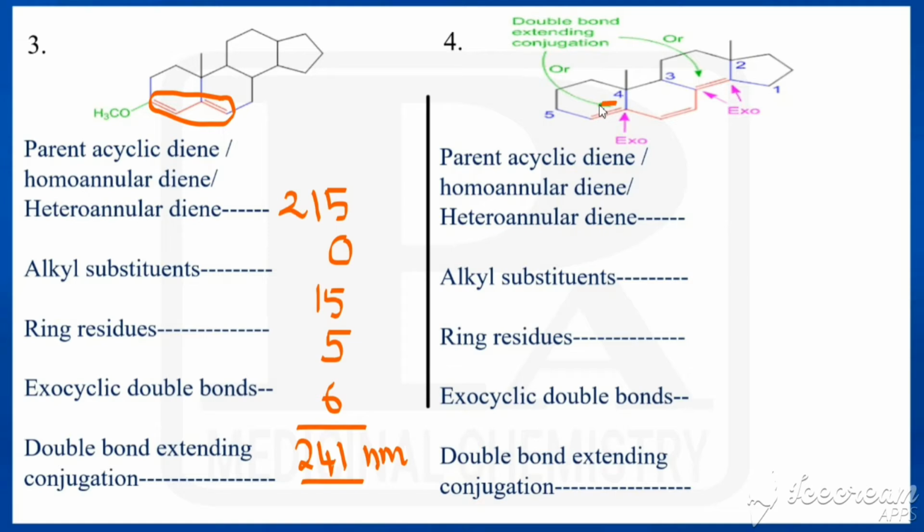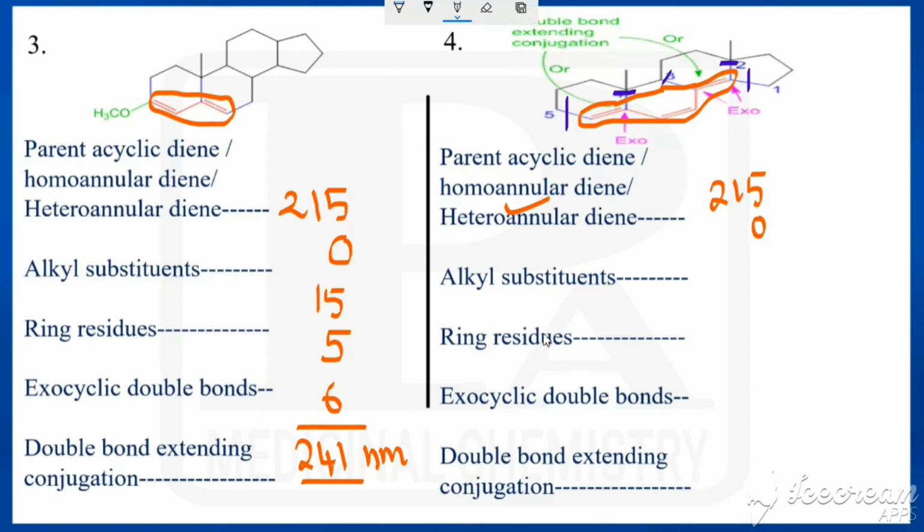Now for this, this is the parent. So what is the value for that? That is the heteroannular diene, so it is 215 nanometer. Look at this, it is not having any alkyl substituent, so that is 0. Now come to ring residues. Here one, here one, here, here. So 5 ring residues are there.